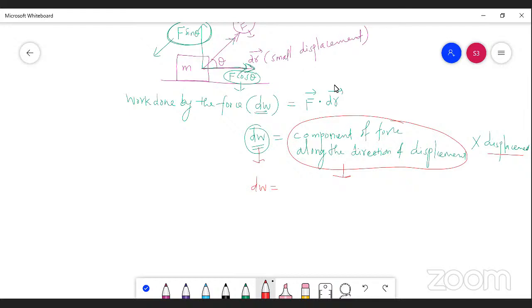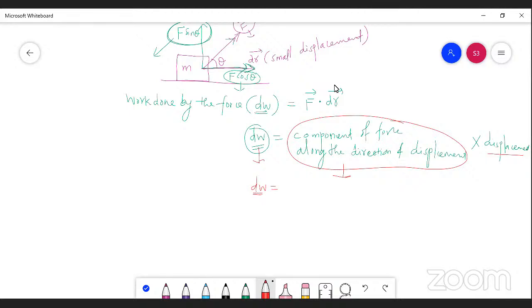Tell me, any one of you. There are two components of force. One is F cos theta, another one is F sin theta. Which one do you want to measure? F cos theta. You observe, the horizontal component, the horizontal direction, that we will use, F cos theta.